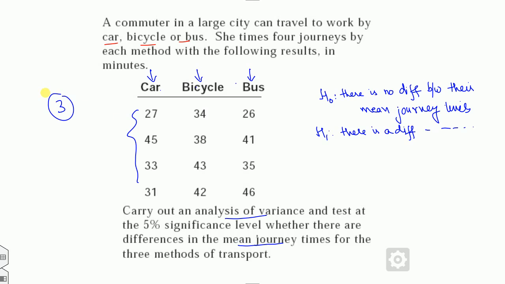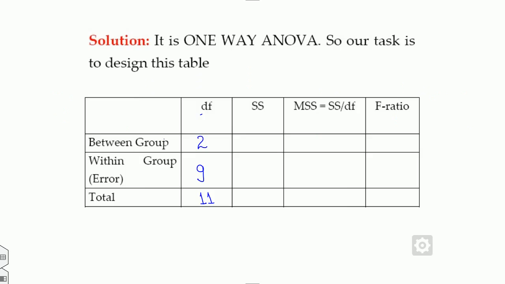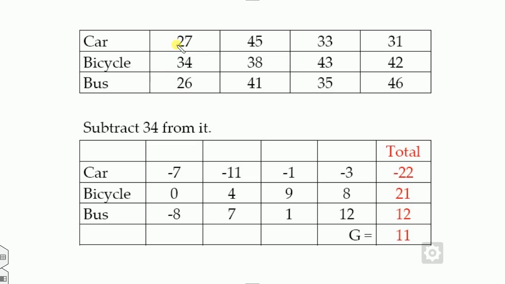I just find the total of this and reproduce this in this form. Now since the numbers are very high, I can subtract any arbitrary number from this series, so I choose 34. So 27 minus 34, this number is 45 minus 34, which is plus 11, and so on. Once you calculate, you will get this number. After calculating, you will get 11 as the total sum.